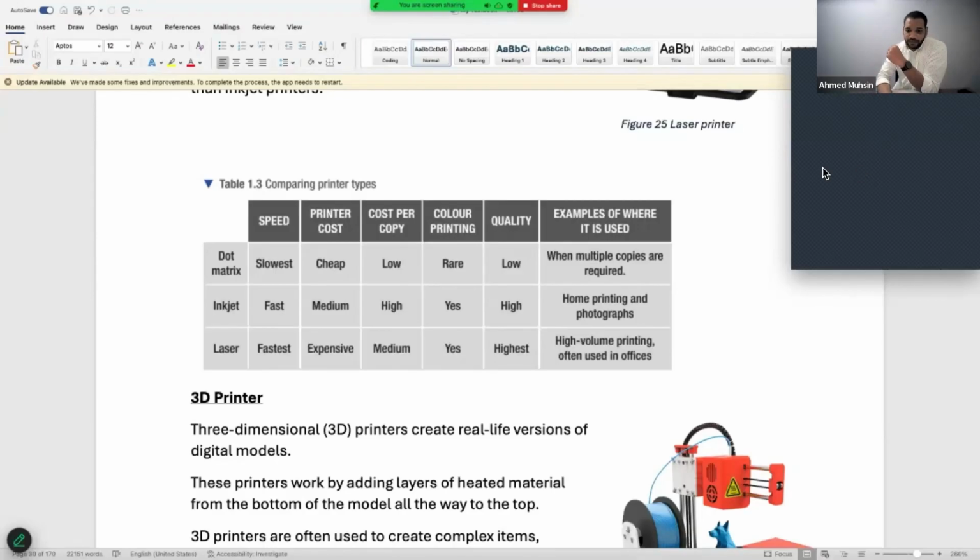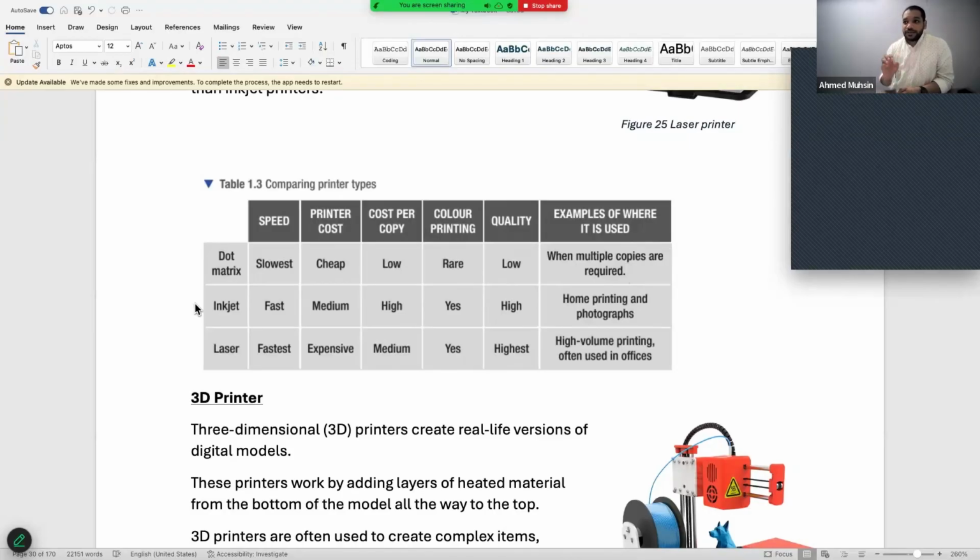Everyone, can you all compare the 3 different types? What is so special about dot matrix printers? Multiple copies it can produce, carbon copies. Everybody okay with this? We call this carbon copies. Can you guys see the next one? Inkjet printers. Everybody can have a look at inkjet.